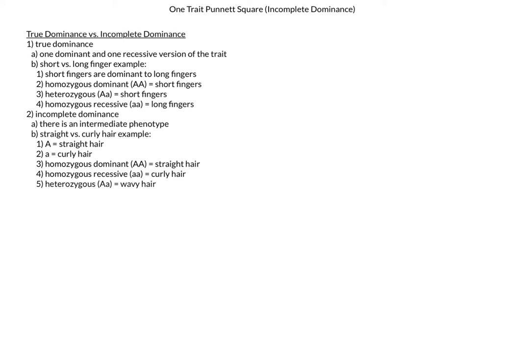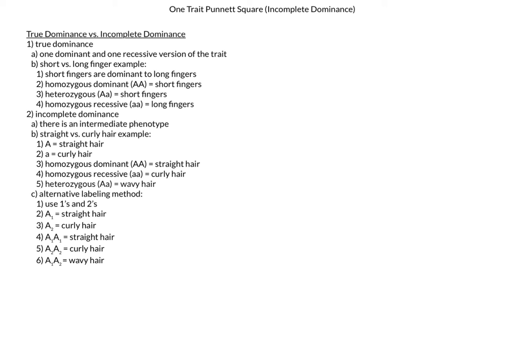Now, if we have a heterozygous individual that is big A, little a, then it would be an intermediate between the two, and this individual would have wavy hair. Another way that we can display this is by using ones and twos. Here we could have a big A1 and a big A2. Big A1 means straight hair, and big A2 means curly hair. So an individual with two big A1s would have straight hair, and an individual with two big A2s would have curly hair. And an individual with a big A1 and a big A2 would have wavy hair. I tend to prefer the first option, so that is what we will use in this video.